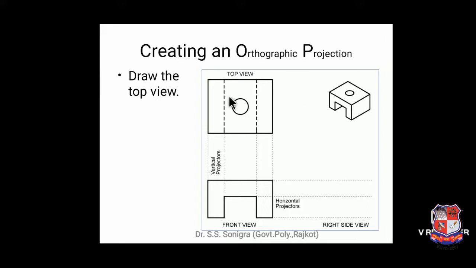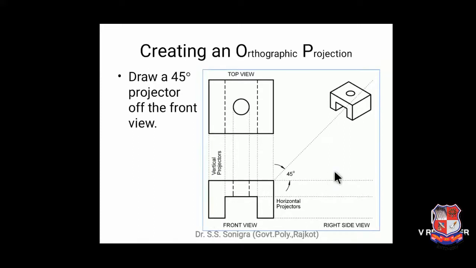If you look from top, this object will appear like this. These two corners will not be visible, that is represented by dotted line by taking projections from this corner and this corner. The circle will be visible in top view, but it will not appear in front view. So in front view, this circle or this hole can be represented by dotted lines as shown over here.